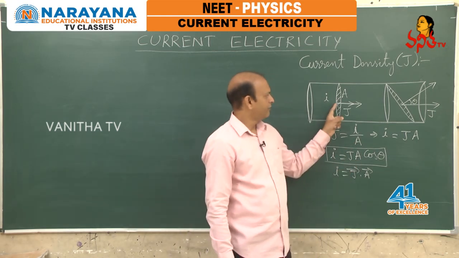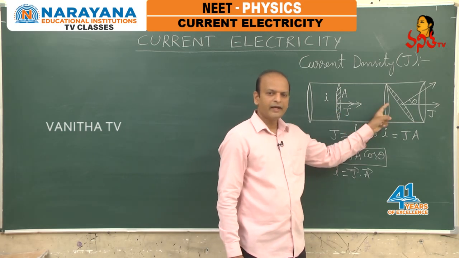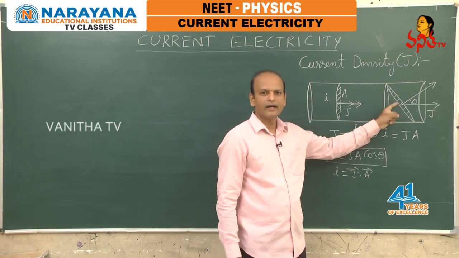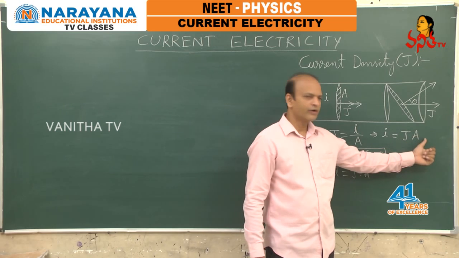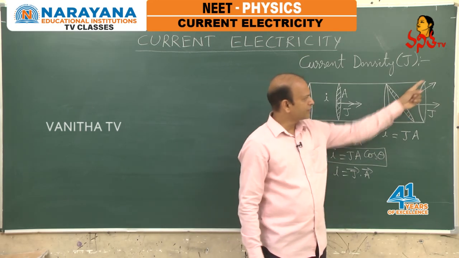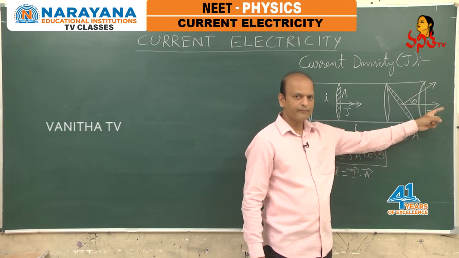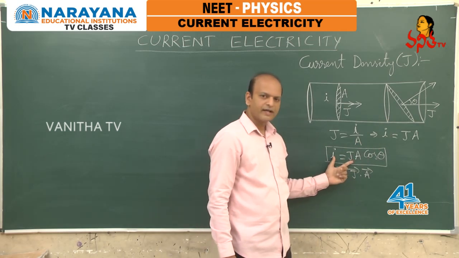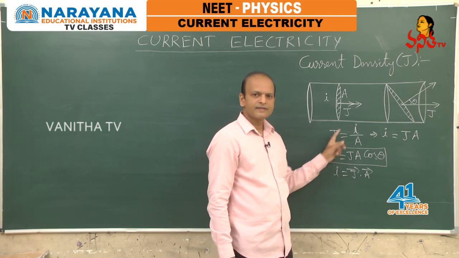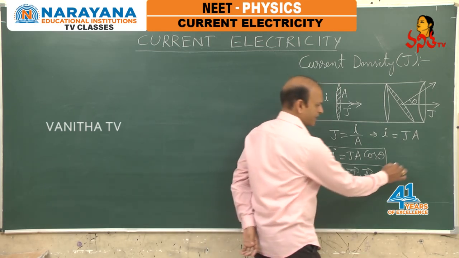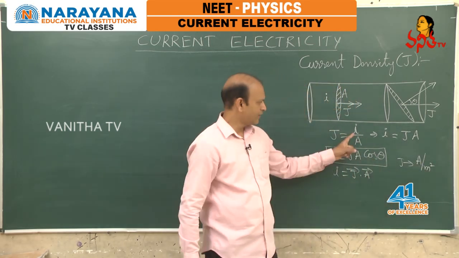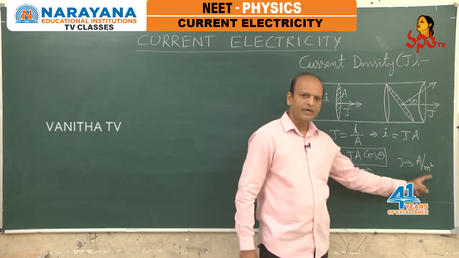Here, if you observe in this case, the area vector and the current density are in the same direction. Therefore here it was cos 0 degree, so that it will be 1. And if the area vector makes some angle theta, then in general the current is J into A into cos theta. Okay. So current density is current per unit area. So what will be the J unit? J unit will be ampere per meter square. SI unit of current density is ampere per meter square.